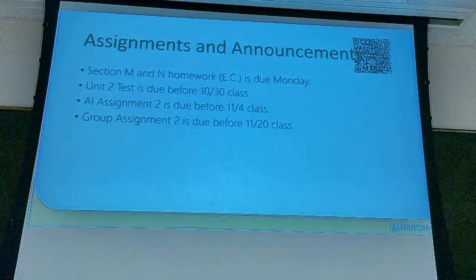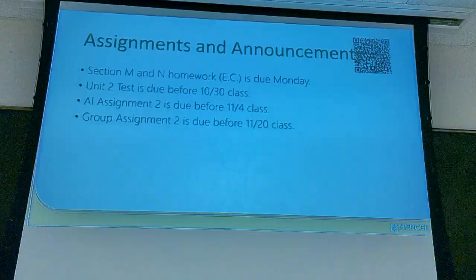I'll list this up here. Unit 2 test is due Thursday. That's on the regression and basic probability stuff. Second AI assignment is up. That's due Tuesday. That is just asking it to calculate probabilities. Pretty straightforward. And your second group assignment is now up, but that will not be due until the 20th.